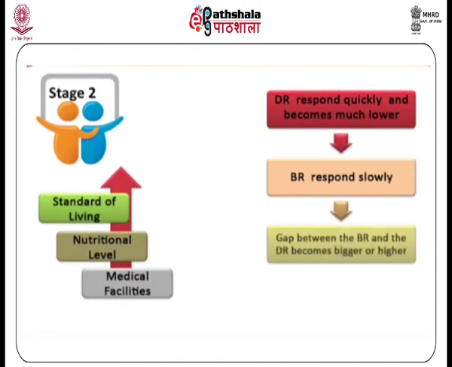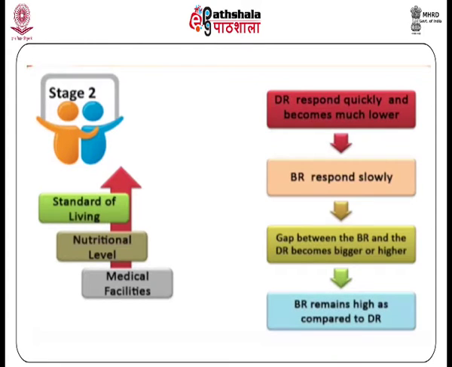So, the gap between the birth rate and the death rate becomes bigger. That is, rate of growth of population starts to rise. Both birth rate and the death rate may be falling simultaneously at this stage, but birth rate remains high as compared to death rate. Around 1921, India must have entered this second stage of DT.